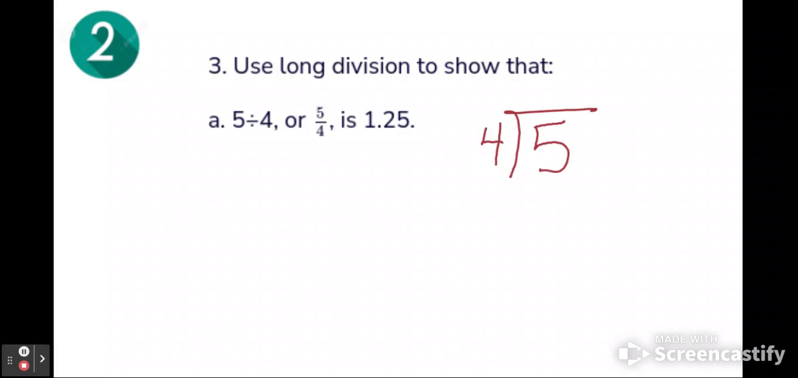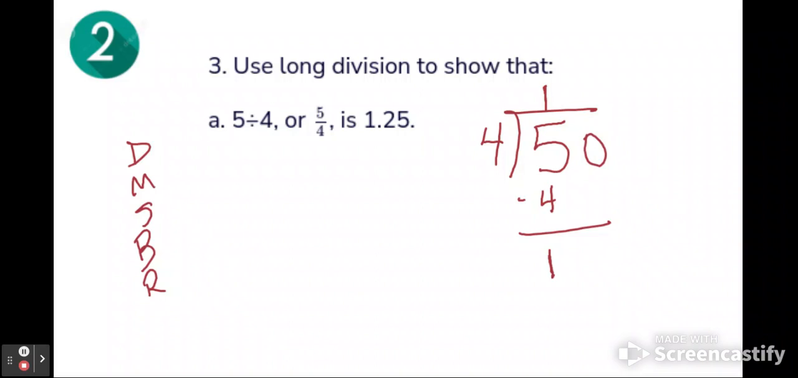4 goes into 5 once. 1 times 4 is 4. Subtract. I end up with 1. Now, with the steps of divide, multiply, subtract, bring down, repeat, I don't have another number over here to bring down, which would be my next step. So because there's not one there, I need to put one there. But I can't just add a 0, because that means I've changed from 5 to 50, and I've changed the value. So instead, I'm going to put a little decimal there, because now it's still 5.